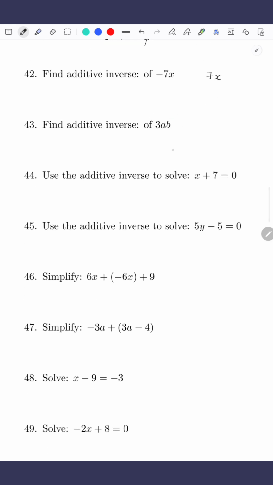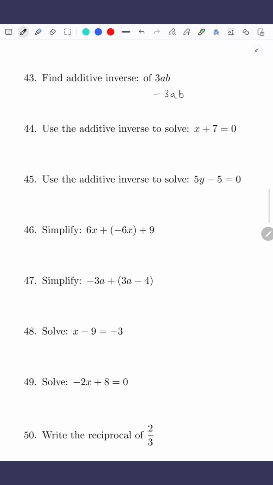And what about the additive inverse of plus 3ab? What brings us to 0? Well, you'd have to take away that thing. That thing is positive. Take away that whole thing, it will give you nothing.